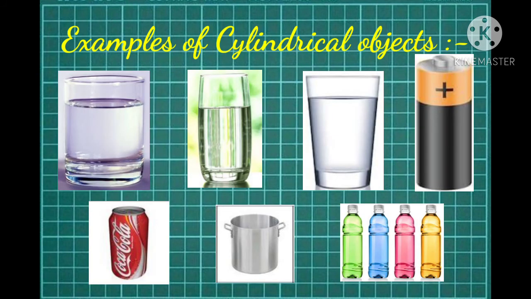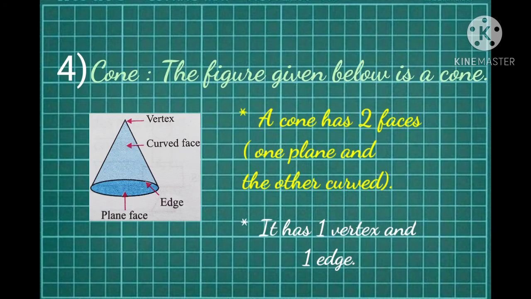Now children, these are the examples of cylindrical objects. A glass of water, battery cell, Coca-Cola can, utensil, cold drink bottles. These all are the examples of cylindrical objects.